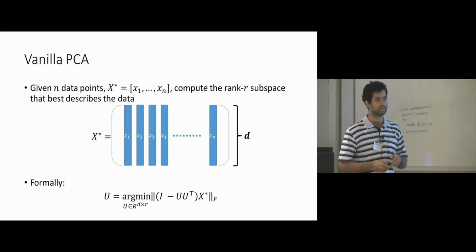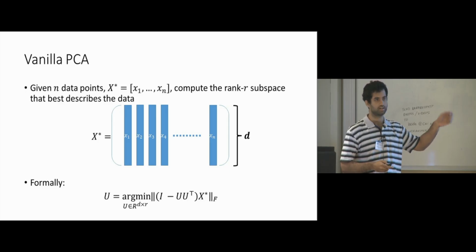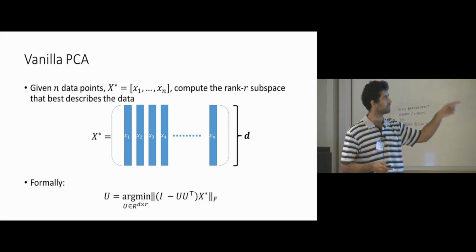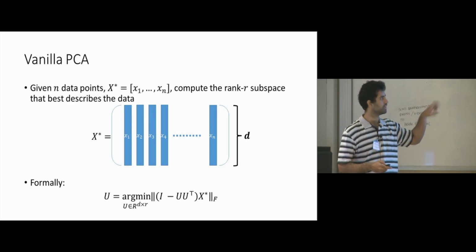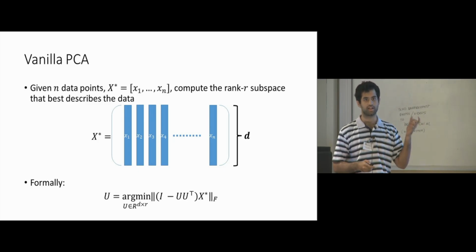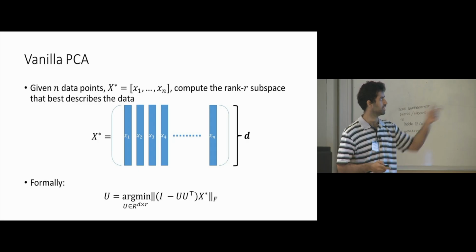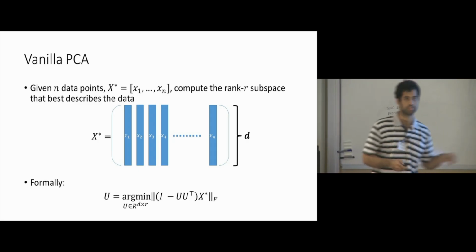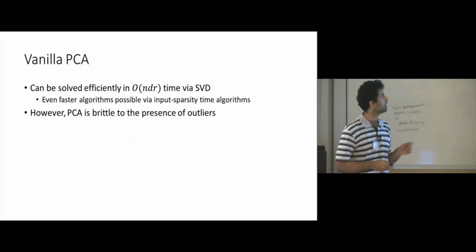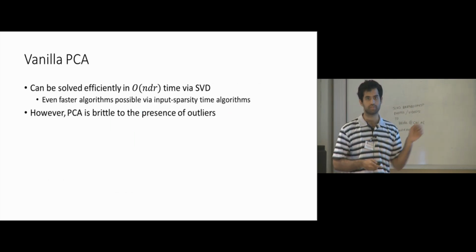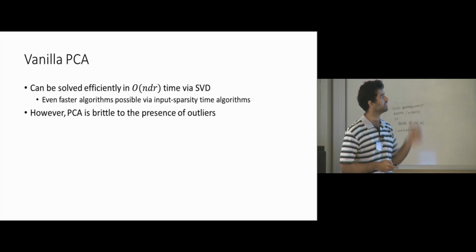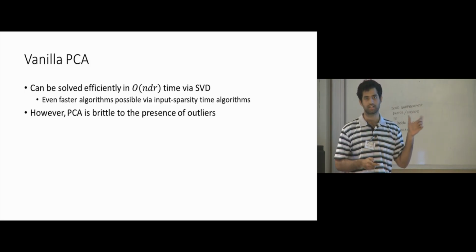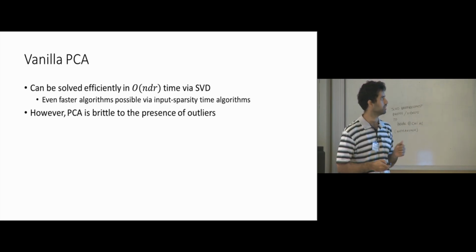So let's talk about PCA. You're given a data matrix X star, where the columns represent the data points. So there are n columns, x1 till xn, and each of them are in d dimensions. And you want to find the rank R subspace which best approximates this data matrix X star. And formally, you try to find the subspace which minimizes that objective function. One of the reasons that PCA is so attractive is because it can be solved very efficiently in order NDR time. But one fundamental drawback is that it's extremely brittle to the presence of outliers.